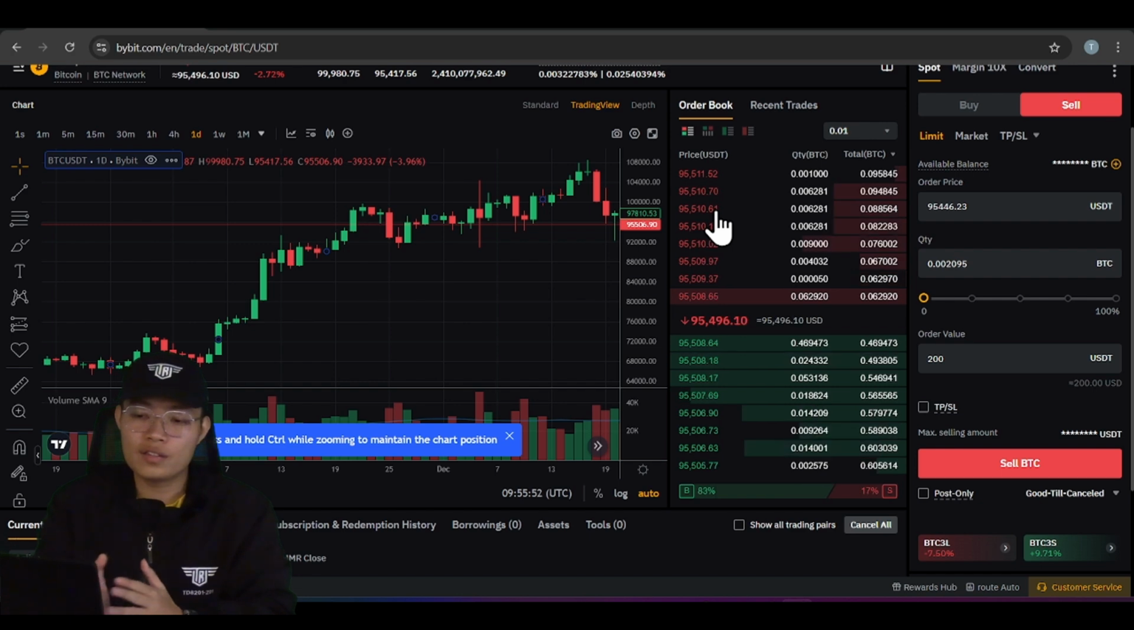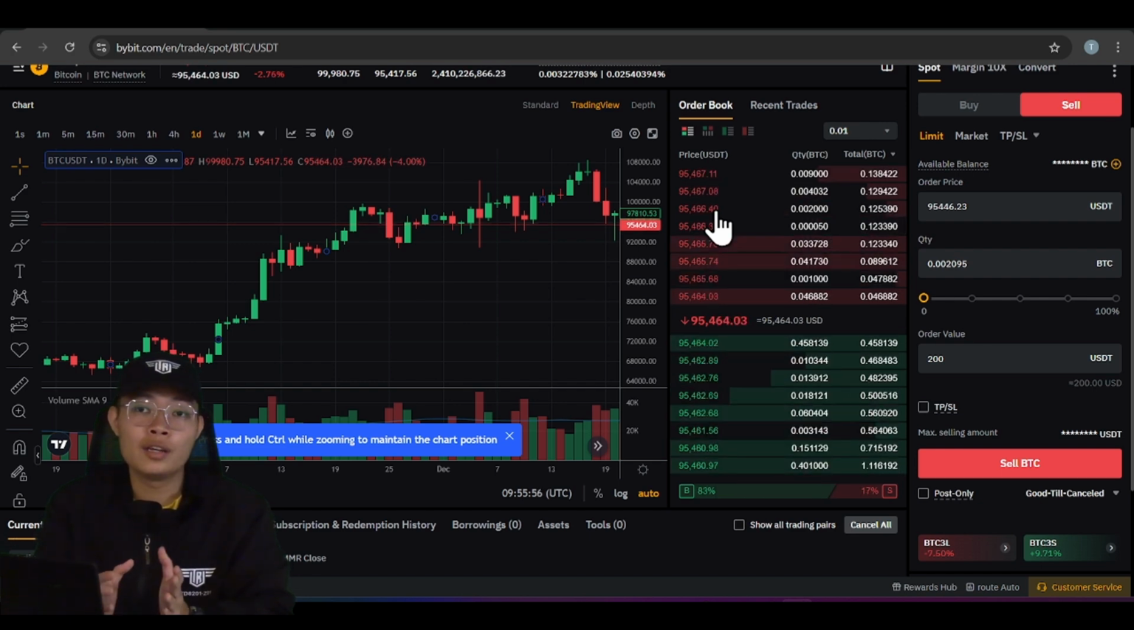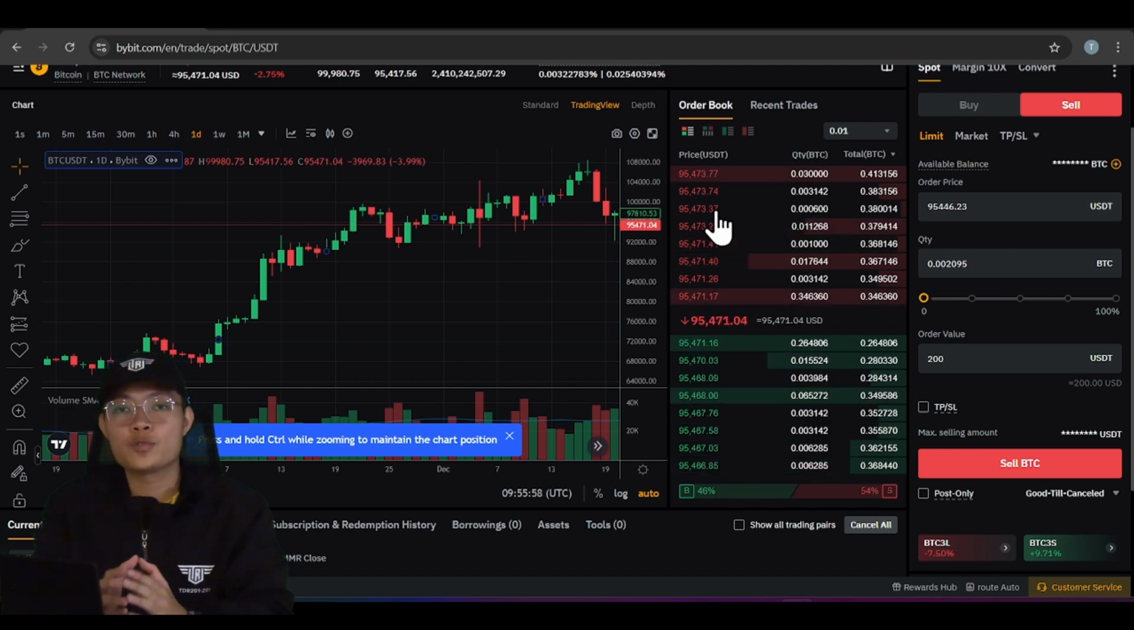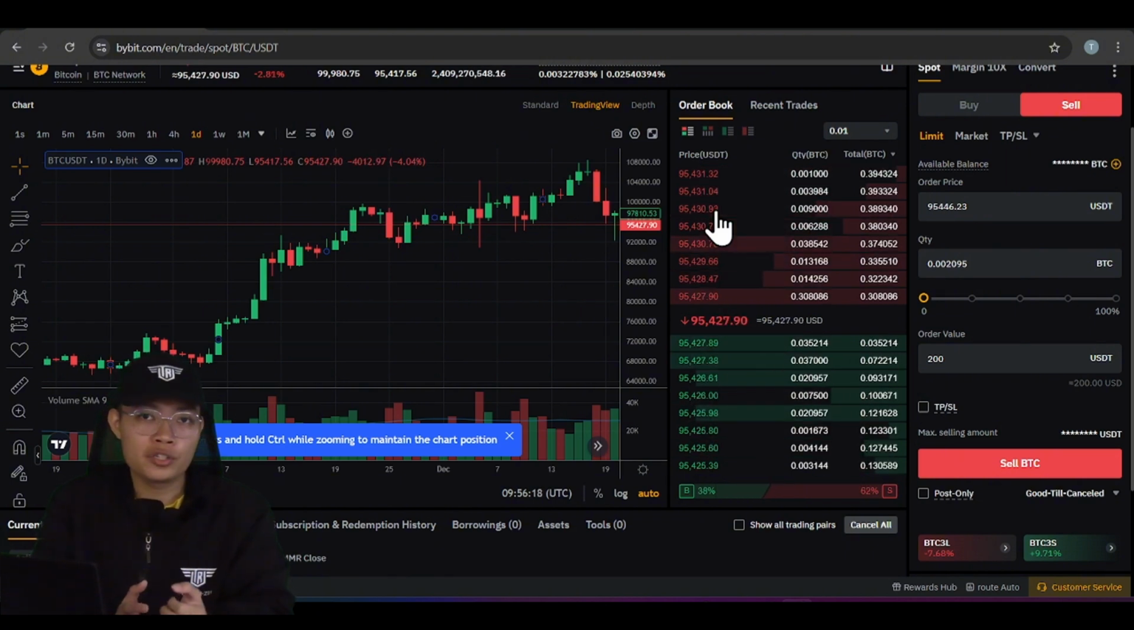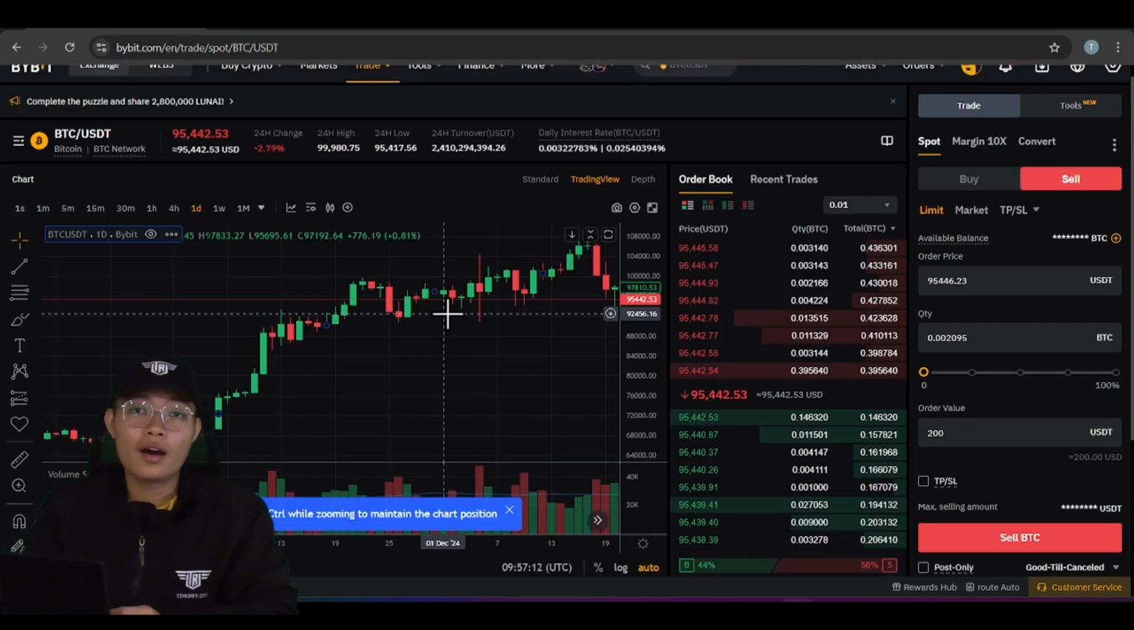Just deposit your funds to ByBit and then just trade, just click spot, and this is how you create your first spot trading. For beginners, I recommend using spot to buy cryptocurrency because spot offers lower risk compared to futures and options. So this is how it works.